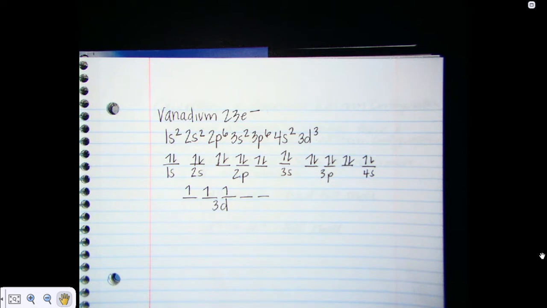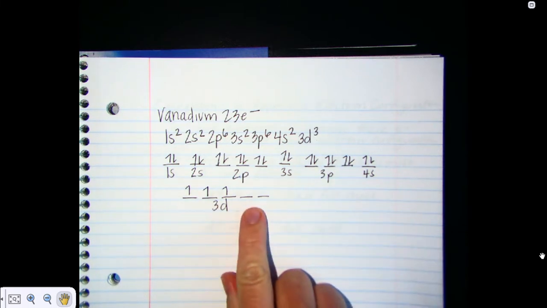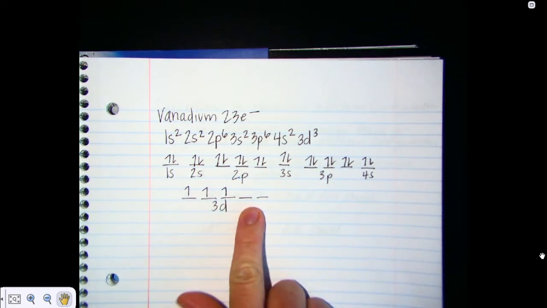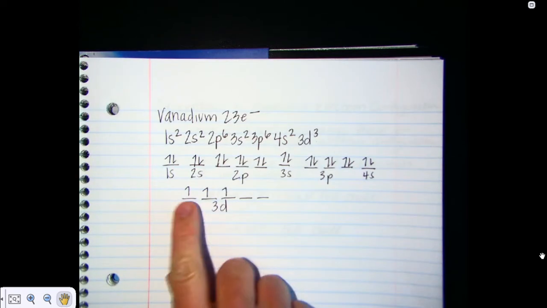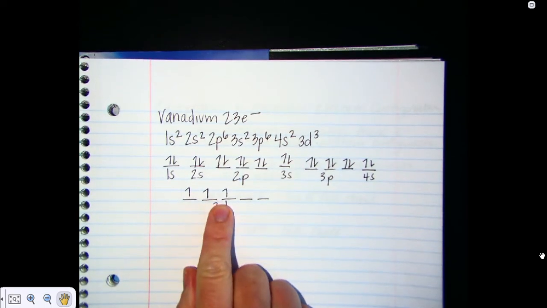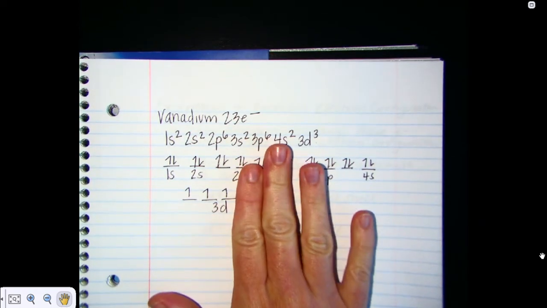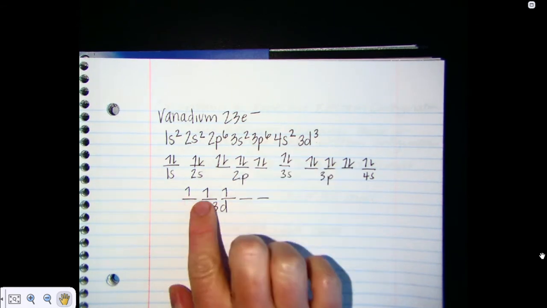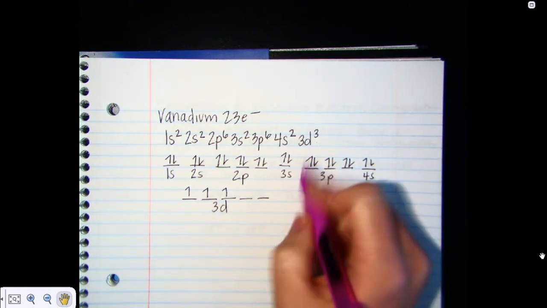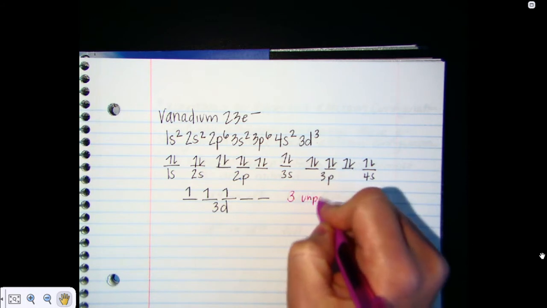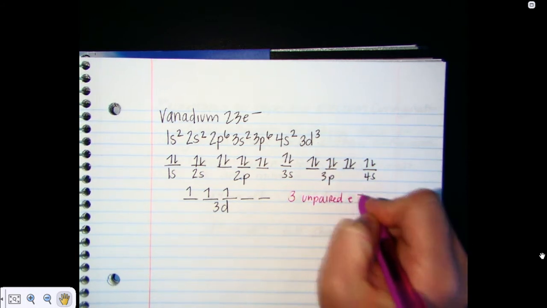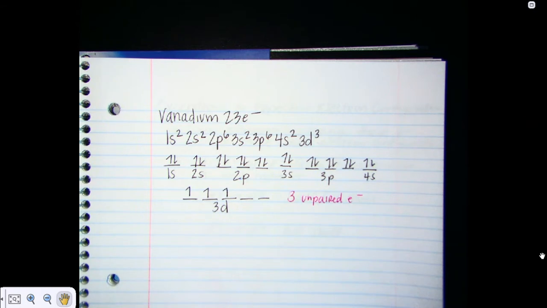So in my orbital diagram for this, how many unpaired electrons do I have? Okay, think about it for a second. Are these 2 blocks unpaired electrons? Or are they just empty? They're just empty, right? So I have 1, 2, 3 electrons without buddies, and I got some empty spaces. I only concern myself with those 3. So 3 unpaired electrons.